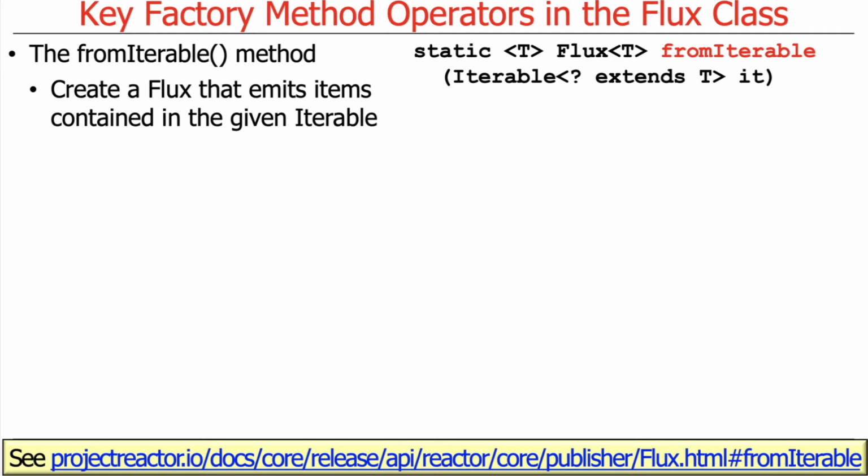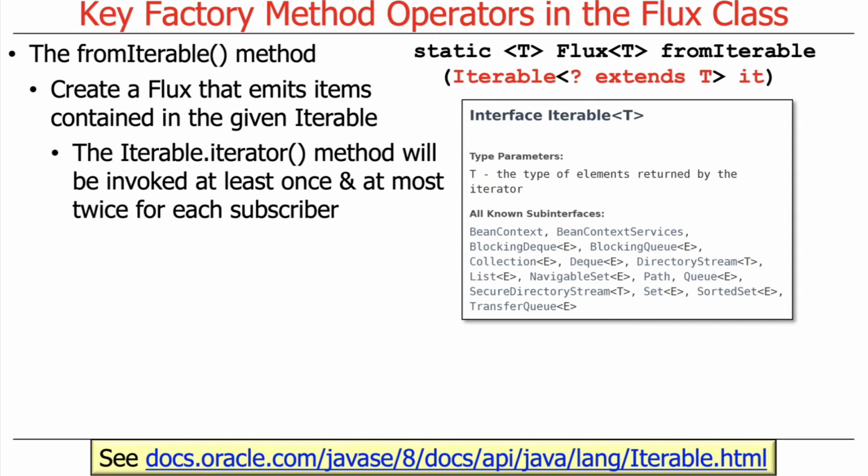Now let's talk about fromIterable. FromIterable is actually a very useful factory method as well. It creates a flux that emits the items that are contained in the iterable that's passed as a parameter. So we pass in an iterable. If you recall, an iterable is basically kind of the root of an iterator in Java, and you can use this for things that you can iterate over, like lists being a good example.